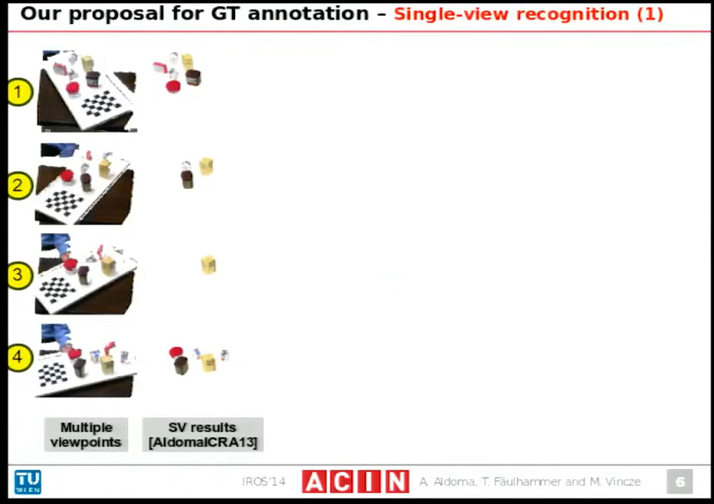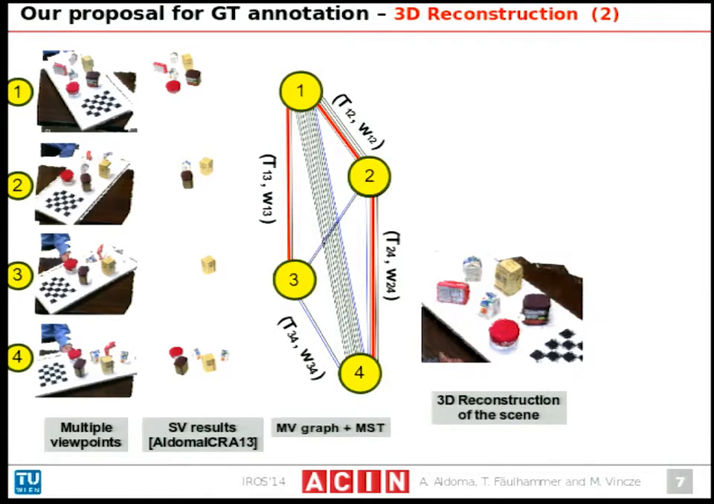Basically, we start by recognizing and detecting the pose of objects in each of the input frames. In particular, here we're using the single view method that we proposed last year at ICRA. Then we create a so-called multi-view graph with as many nodes as input frames. And then we create an edge between two nodes whenever we have detected the same object in the two frames, or it was possible to register them by means of visual features. Each edge contains a transformation that registers one frame to the other, as well as a weight indicating the quality of the pairwise registration. Then we can extract the minimum spanning tree of this graph in order to align all frames into a world coordinate system, as well as to create a 3D reconstruction of the scene.